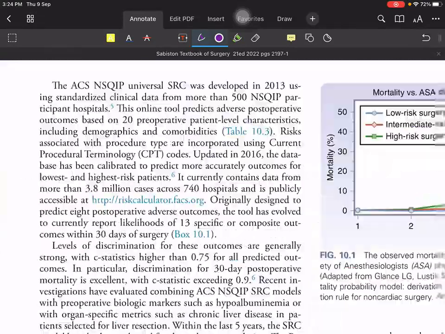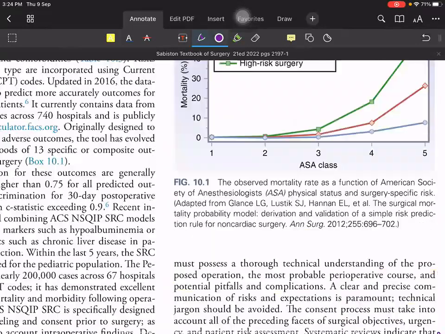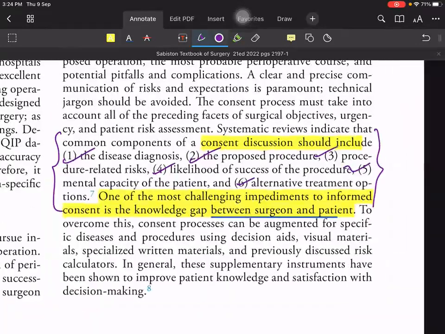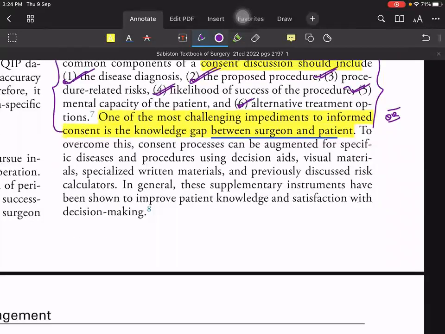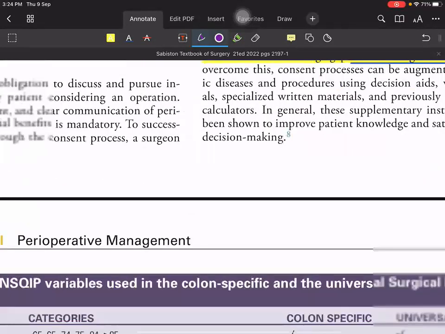Then we will go to informed consent. What should the consent discussion include? The consent discussion should include the disease diagnosis, the proposed procedure and the procedure related risks, likelihood of success of the procedure, mental capacity of the patient, and alternate treatment options. One of the most challenging impediments to informed consent is the knowledge gap between the surgeon and the patient.